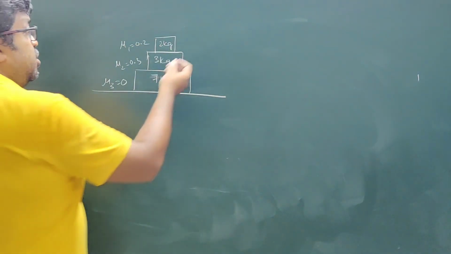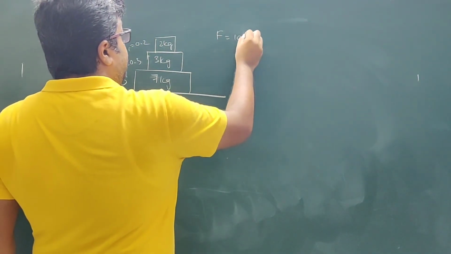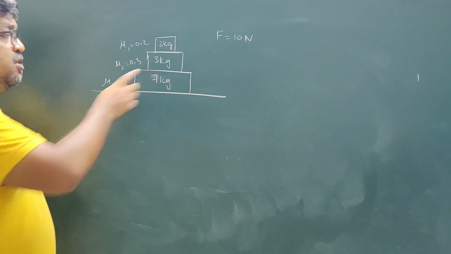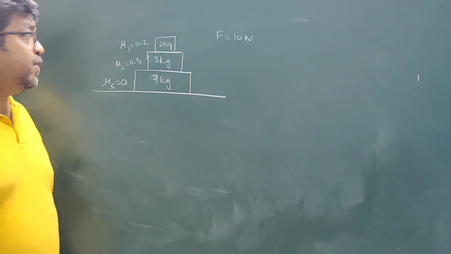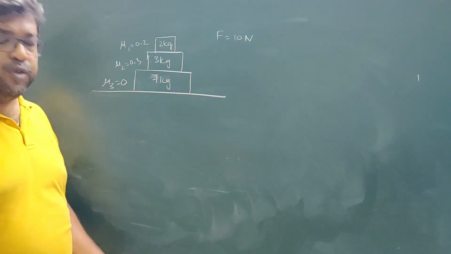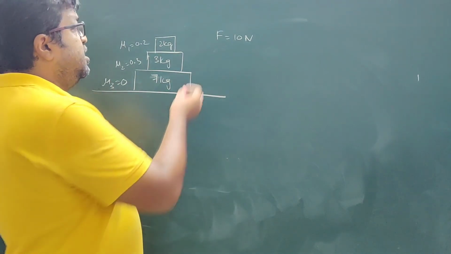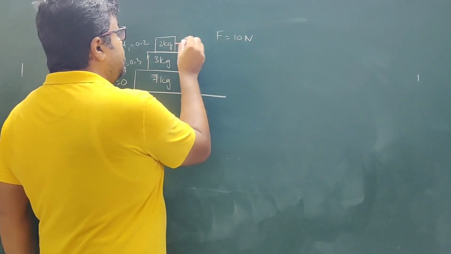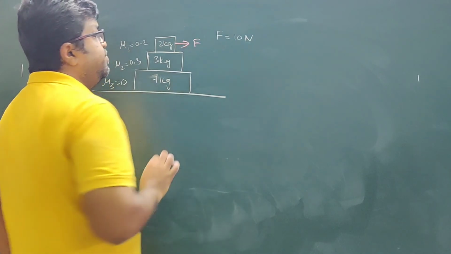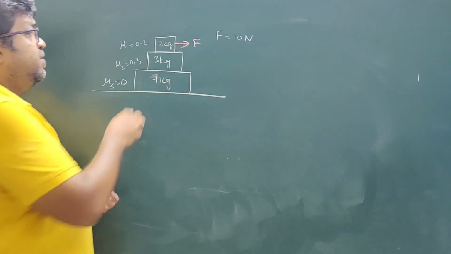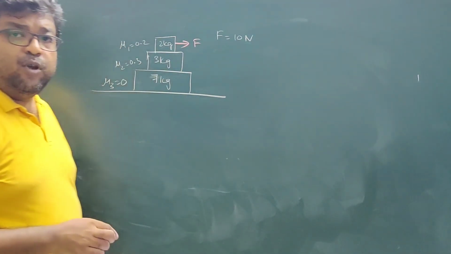A horizontal force of 10 Newton is applied, first to 2 kg, then to 3 kg, then to 7 kg, and we have to find the acceleration of each block. Okay, so first case, suppose this force of 10 Newton is applied to the 2 kg block. Now if this force is applied to this 2 kg block, then what happens?